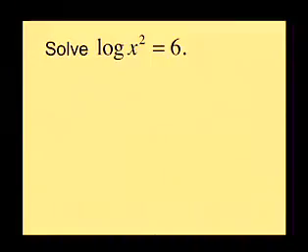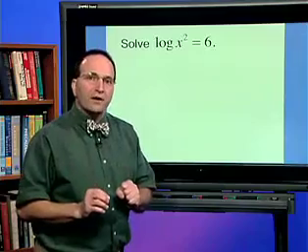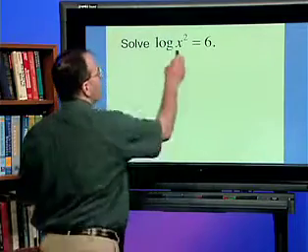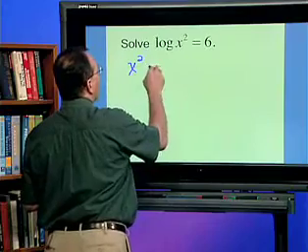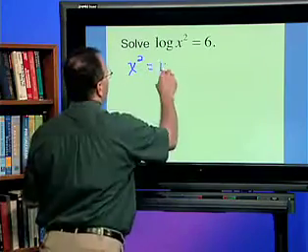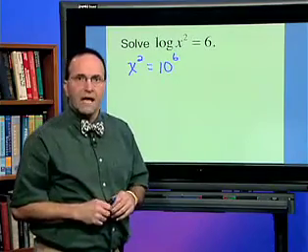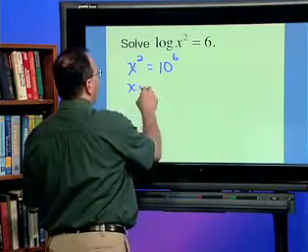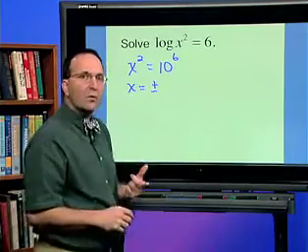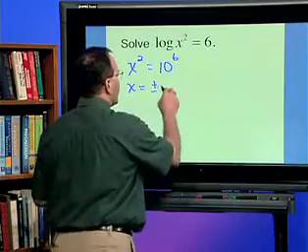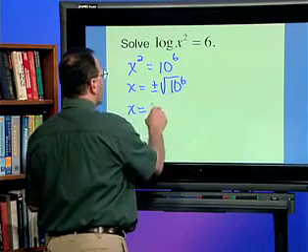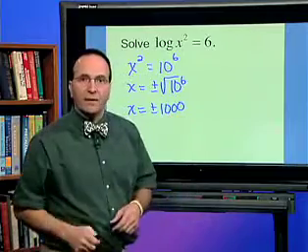We have: solve log of x squared is equal to 6. Let me show you two different methods of solving this. The first one, remember, this is the common log, so the base is 10. So this really says x squared is equal to 10 raised to the power of 6. And if I continue through this, that is, take the square root of each side, we'll get x is equal to plus or minus the square root of 10 to the 6th. Now, the square root of 10 to the 6th is 10 cubed, right? So this tells me that my answers for x are plus or minus 1,000.